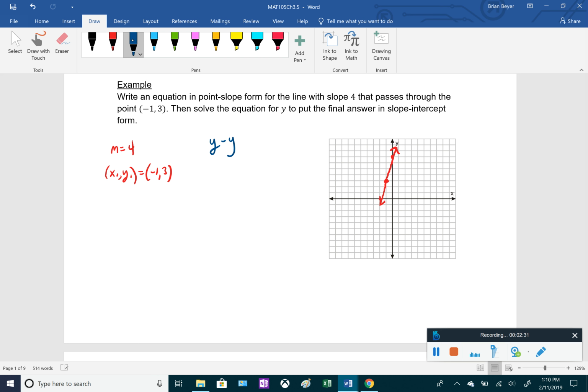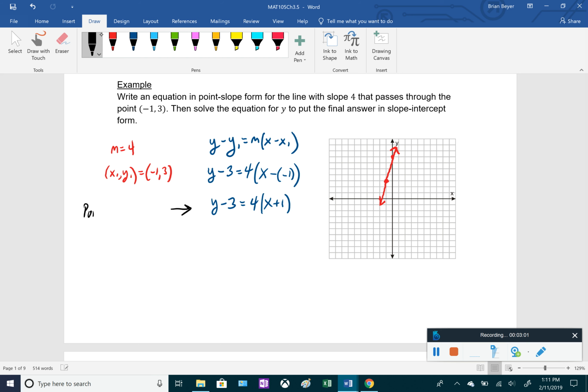So we're going to use y minus y1 equals m times x minus x1. So we're going to plug in y1, which is 3, m is 4, and x1 is -1. So I'm going to simplify that: x minus a -1, make it x plus 1. So this right here is going to be point-slope form.